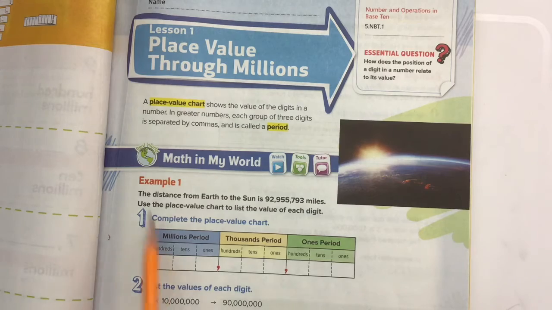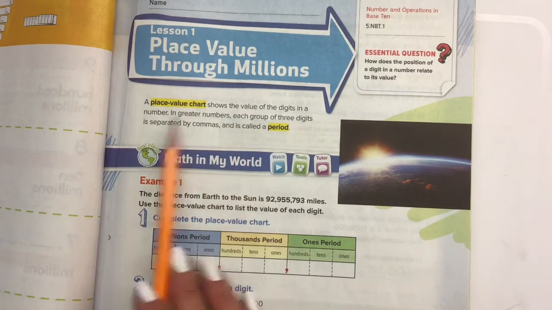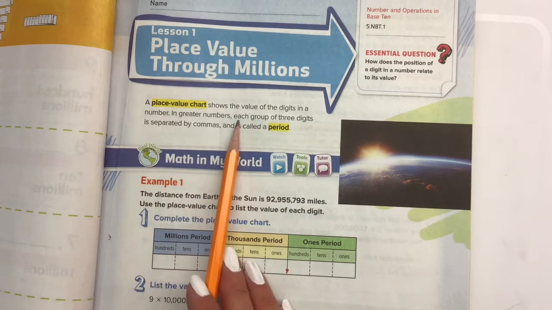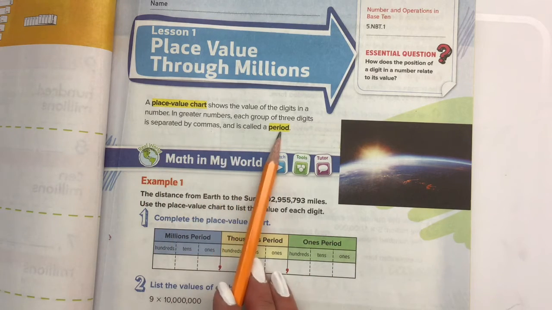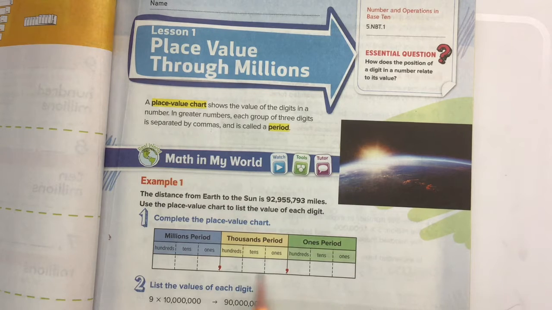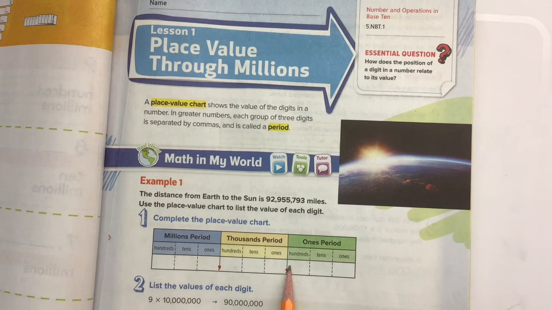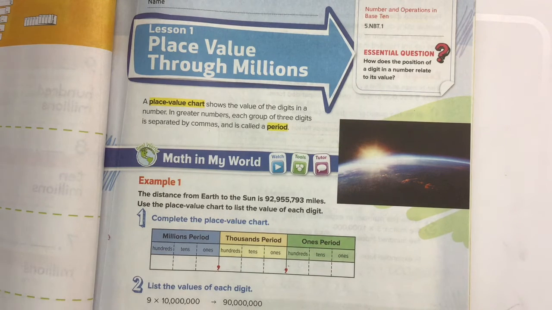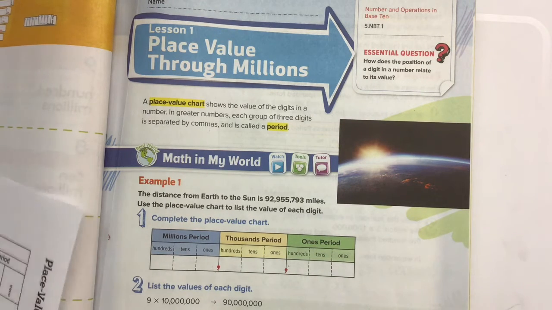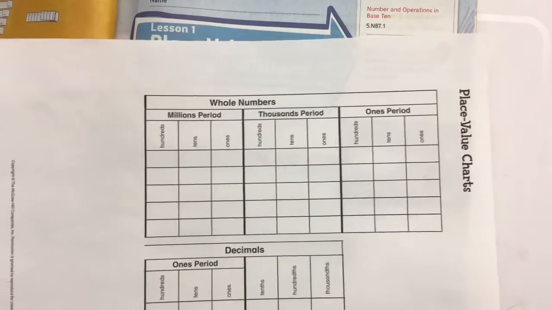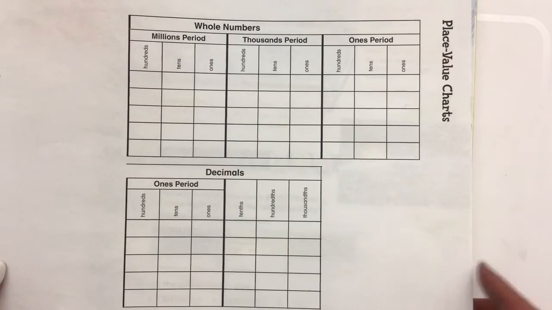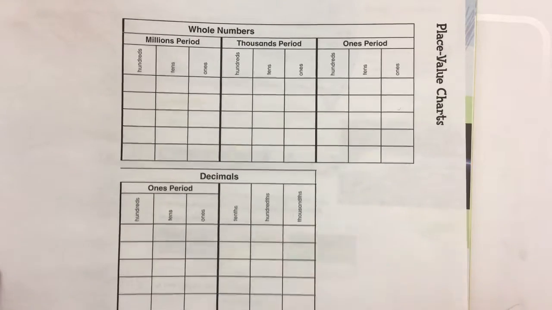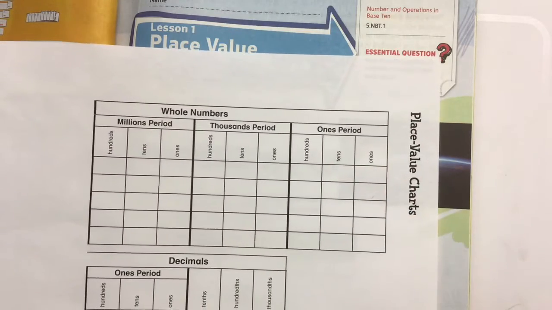All right, let's begin. Place value shows the value of digits in a number. In greater numbers, each group of 3 digits is separated by commas and is called a period. Here are these commas, or the periods that separate them into groups of 3 digits. And we're going to also be referring to this handy-dandy little worksheet. You want to go ahead and take a minute and take a screenshot of that. We won't be playing with decimals in this chapter. You're going to mainly need the whole numbers.